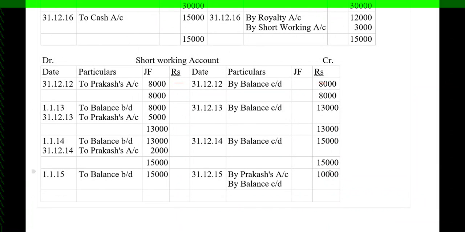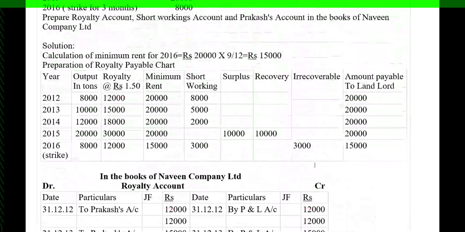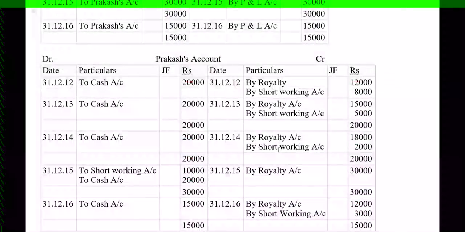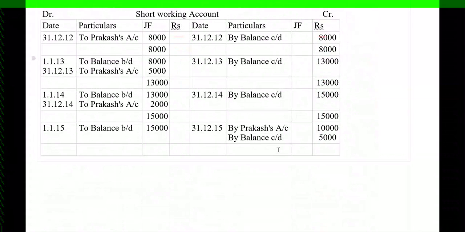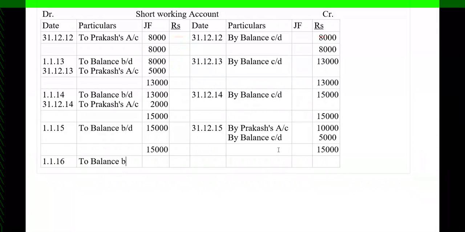Then now let us see how much is the balance here. 5,000. So here 10,000 is recovered, so balance is 5,000. So now let us take the total here. 15,000. So 15,000. So on 1/1/16, so to balance brought down 5,000.